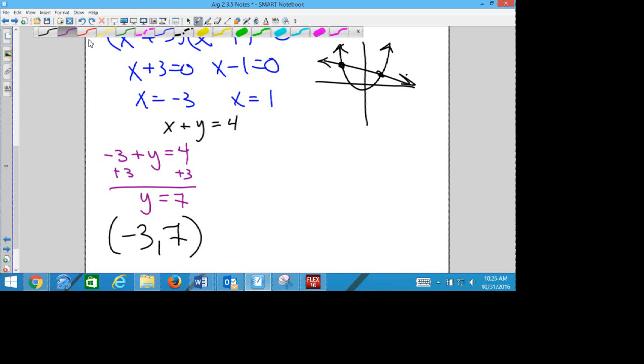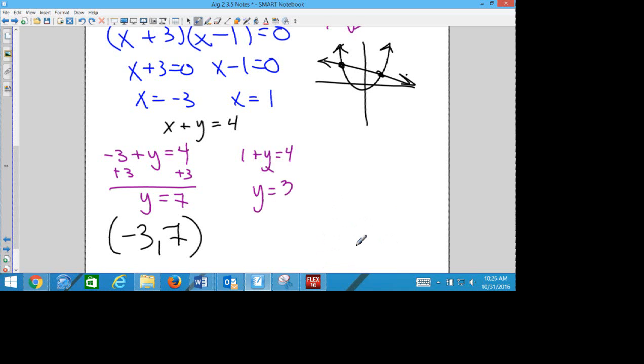Then I'm going to plug in 1: 1 plus y equals 4. So y has to be 3. So that ordered pair is 1, 3. We have 2 places where these graphs cross. I have 2 ordered pairs.